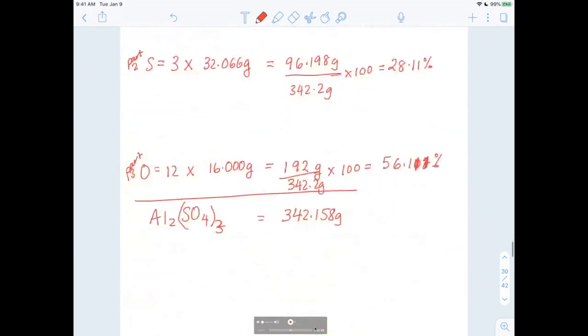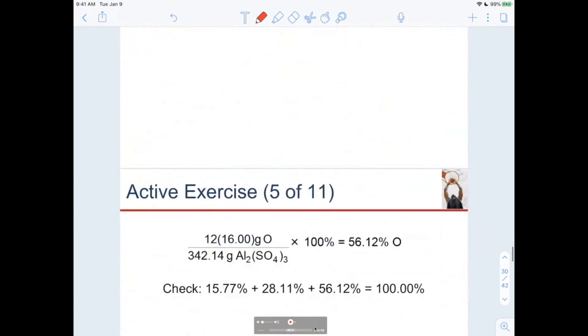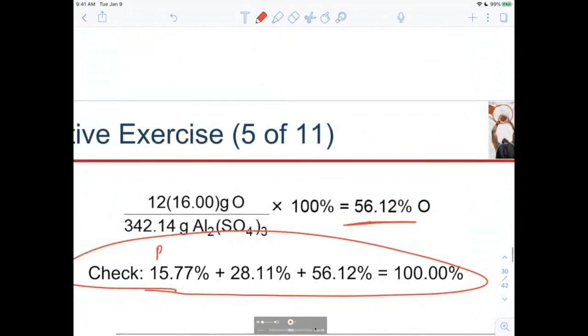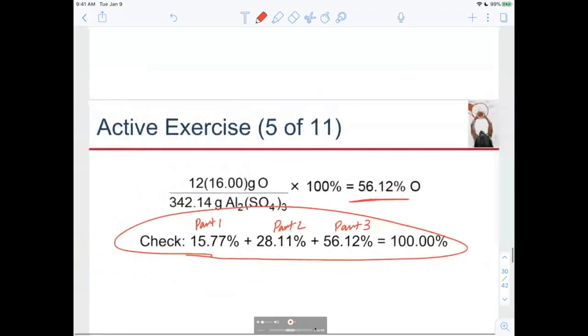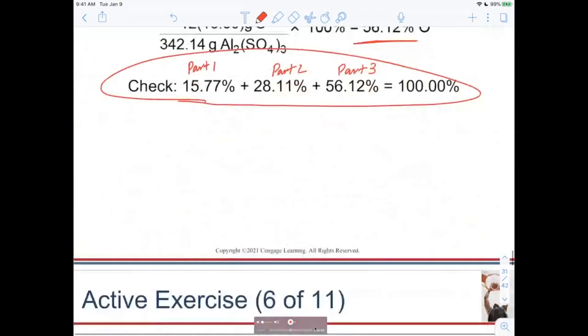28.11, yes. 56.12, yes. And when you add all three, when you add part 1 to part 2 to part 3, look at what you get. 100%, because they're all parts of the whole, and the whole is 100%. Okay, we're doing good. We're doing good, guys.